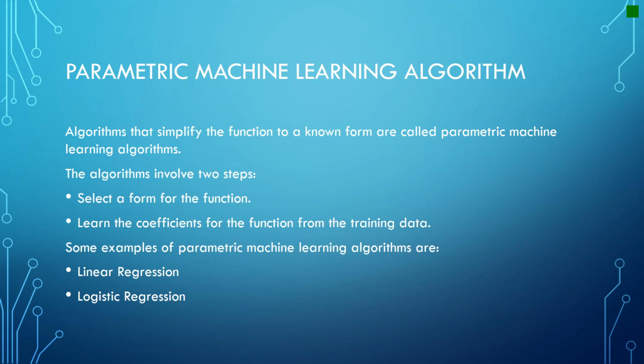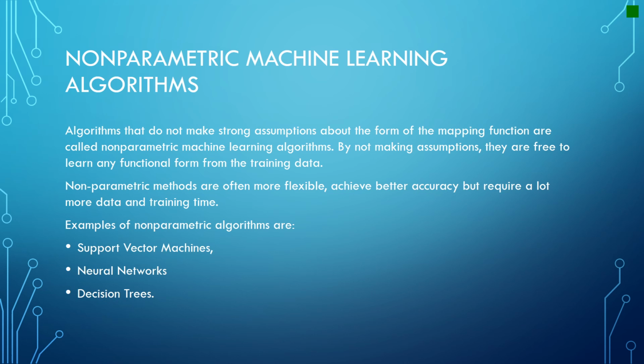Algorithms that simplify the function to a known form are parametric machine learning algorithms. The algorithms involve 2 steps. Select a form for the function, learn the coefficients for the function from the training data. Some examples of parametric machine learning algorithms are linear regression and logistic regression.